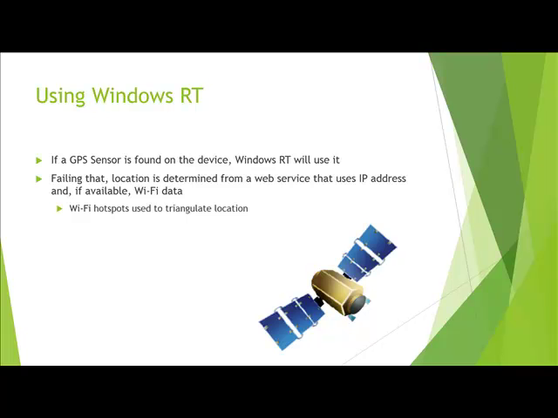Now, if you're using the Windows RT API, first the system will look for a GPS sensor. If it finds one on a device, it will use that. It will use the data from the GPS sensor. Failing that, location is actually determined from a web service that uses IP address and Wi-Fi data. Basically, the same one that Internet Explorer would use.